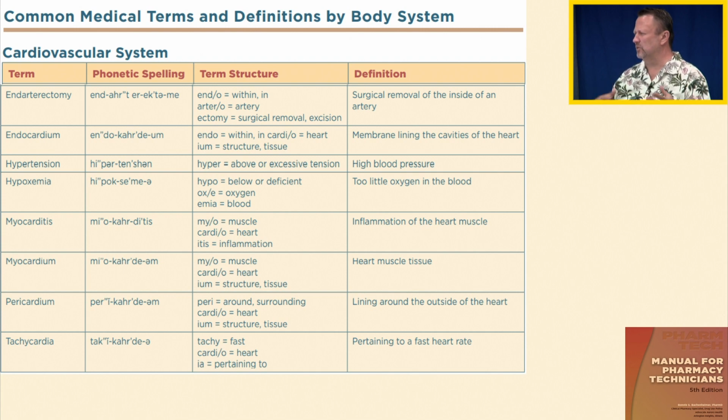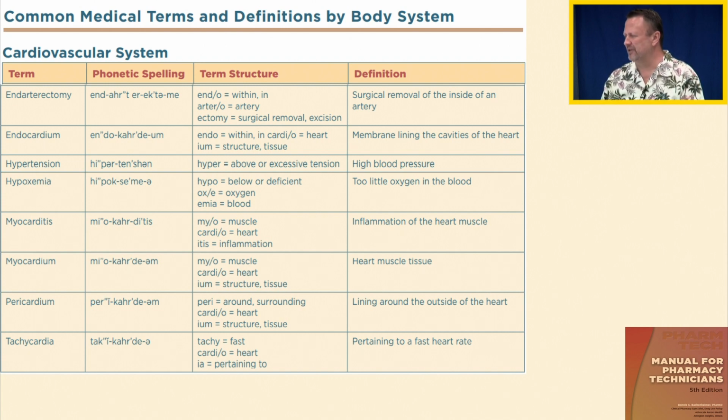Endarterectomy is a surgical removal of the inside of the artery. Sometimes their plaques can be removed surgically. That would be an endarterectomy. Endocardium is that inner lining of the heart. Hypertension is high blood pressure. Hypoxemia, hypoxia is too little oxygen in the blood.